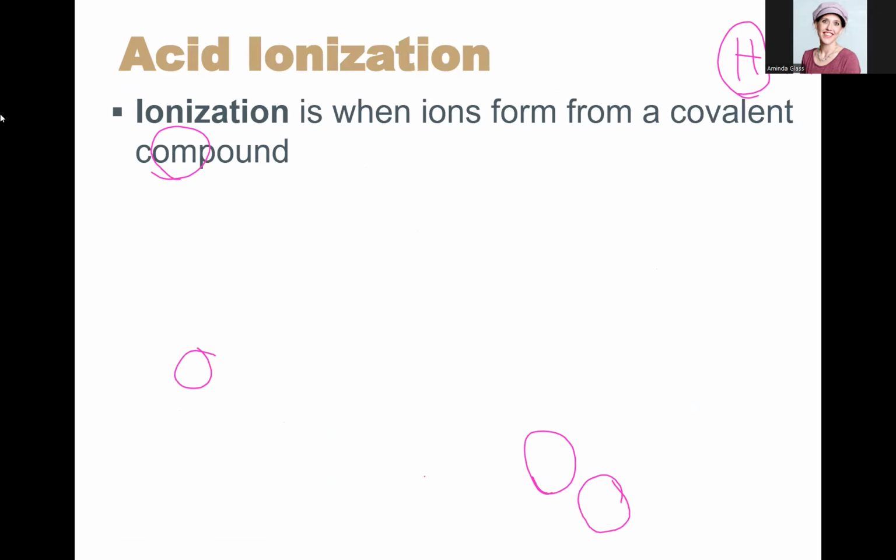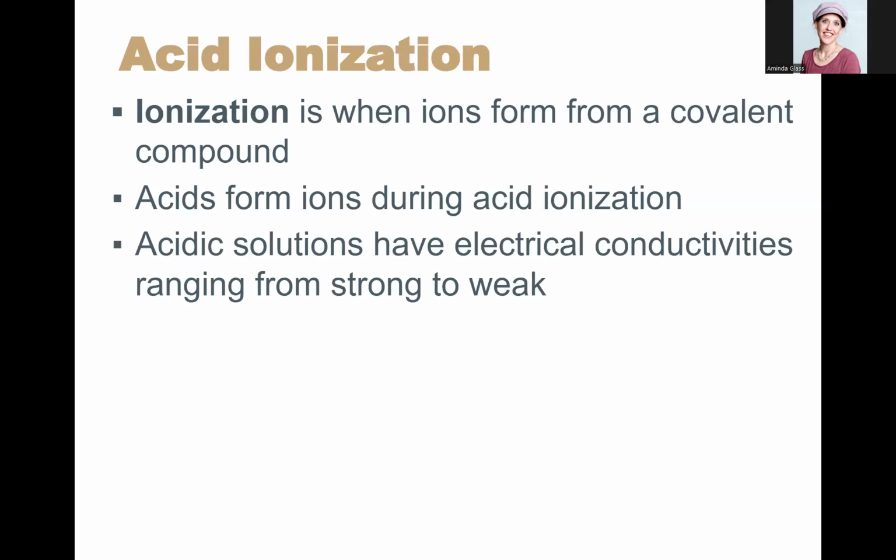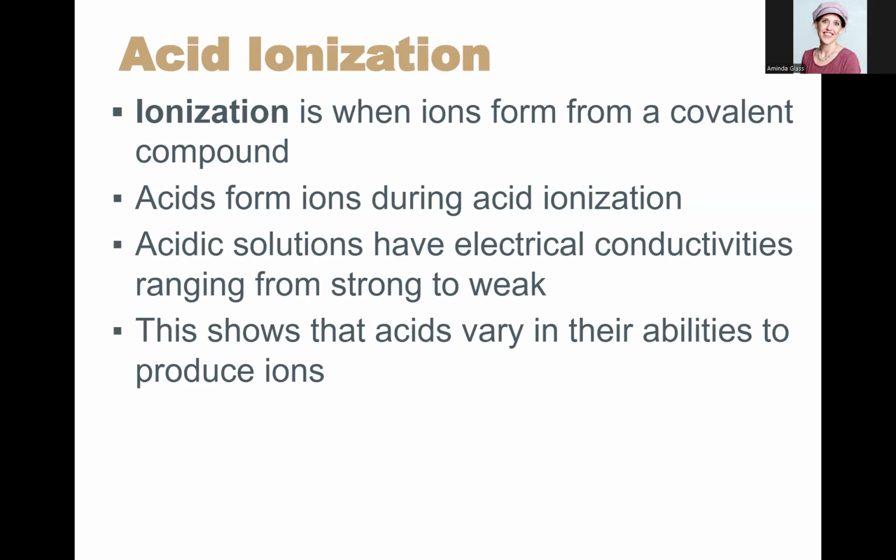Now, ionization happens when ions form from a covalent compound. Acids will form ions during acid ionization. Because of this, acidic solutions have electrical conductivities ranging from strong to weak. If it's a strong acid, you have strong electrical conductivity. If it's a weak acid, you'll have weak acid ionization, and then you'll have a weak electrical conductivity. So acids vary in their abilities to produce ions.